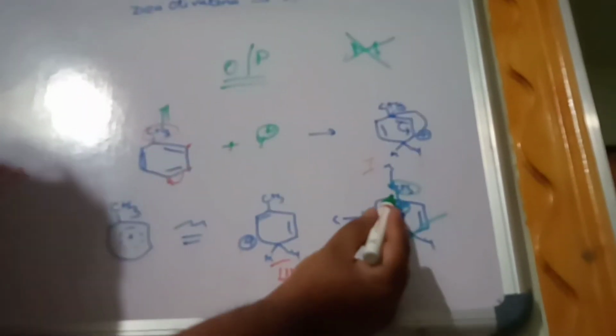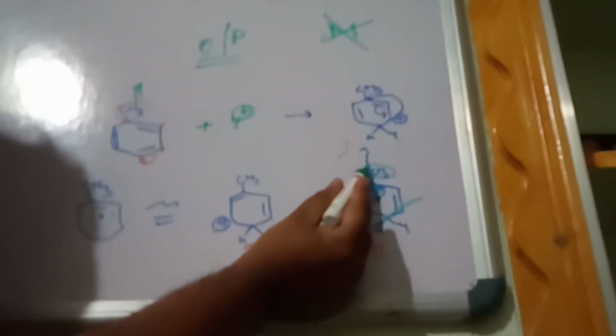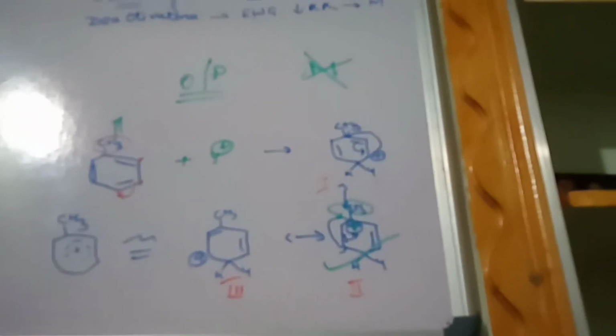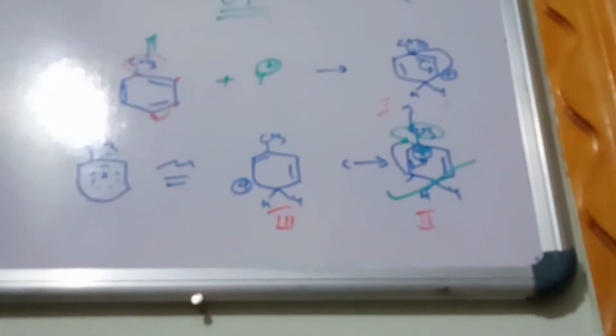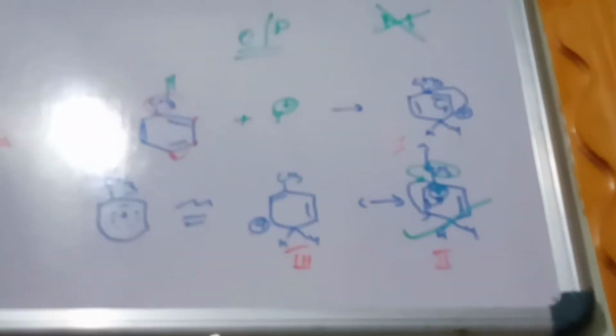In the same way, what happened? The carbon holding positive charge, the same carbon holding the electron donating group, gives the electrons and causes the dispersal of charge throughout the ring, the pi electrons throughout the ring. Any resonance structure which causes dispersal of charge and dispersal of pi electrons will become more stable, and more stable will increase the rate of reaction. This is all about the activating groups.